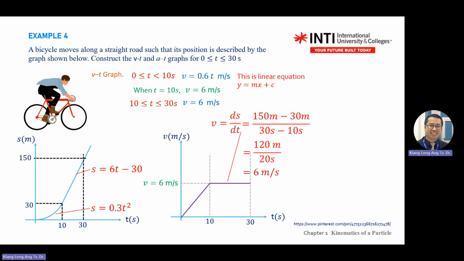This is just extra information. It shows that the answer is 6 even if you use a gradient equation. If you use a gradient equation, ds means the change of position divided by time. If you want to use a very old understanding, then you get it also.